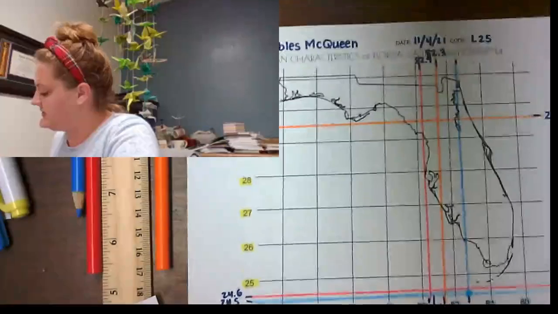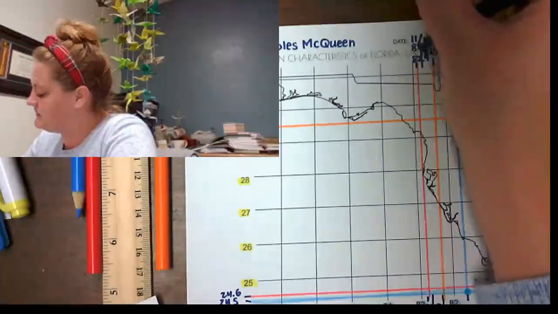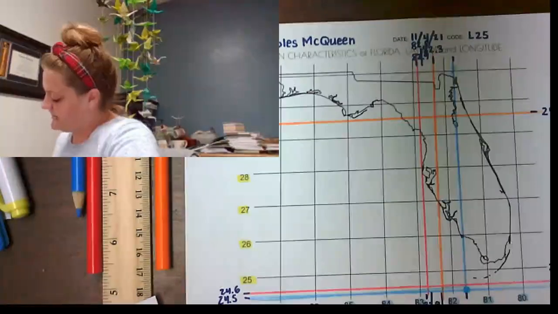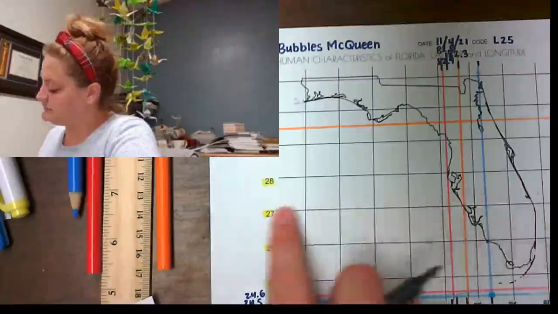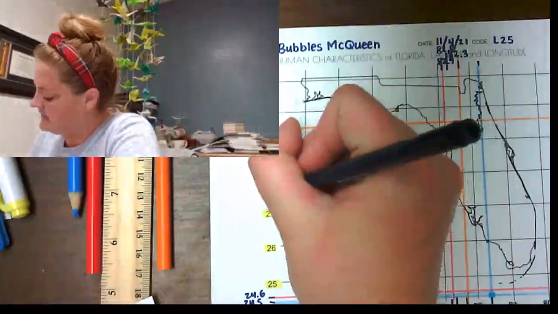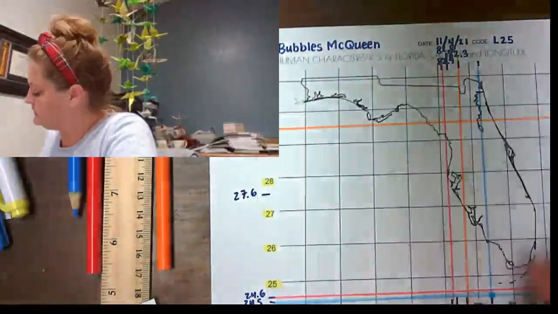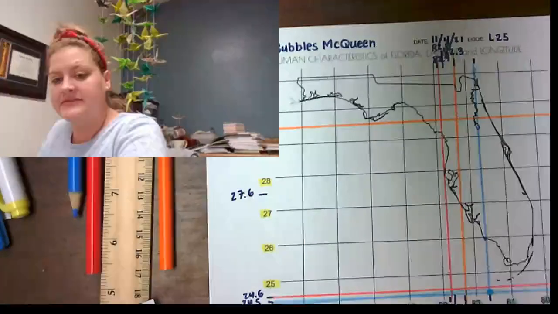82.6 degrees, and then 27.6. Oh, I should have started with my latitude. Oh well. 27.6 is between the 27 and the 28, a little bit closer to the 28. Mark that on both sides.